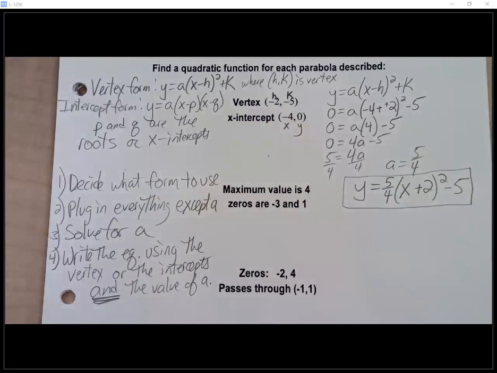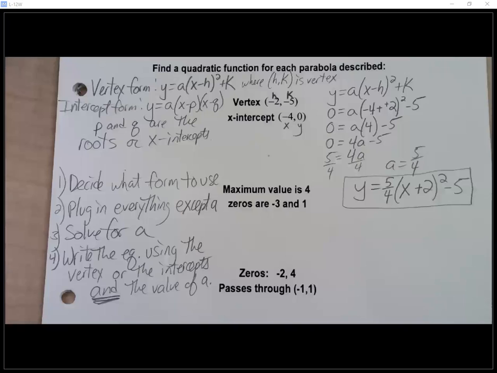So I could check it really quickly. If I plug in -4 for X, I should get out 0 for Y. And it looks like I do. Yep. So I just get a 0 there. Does that make sense? Everybody's all right so far?